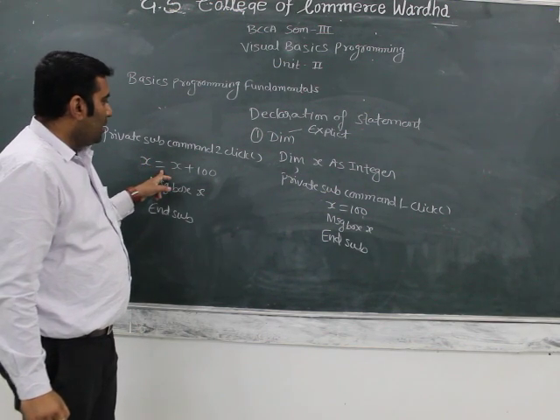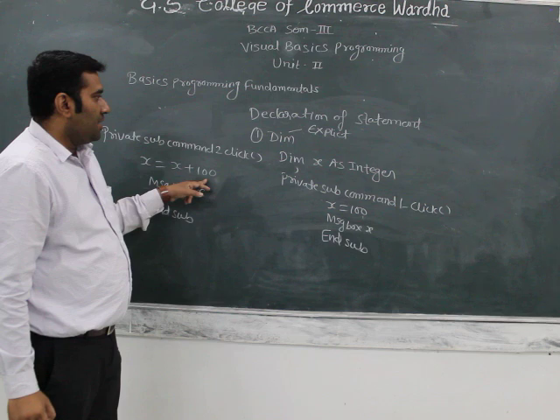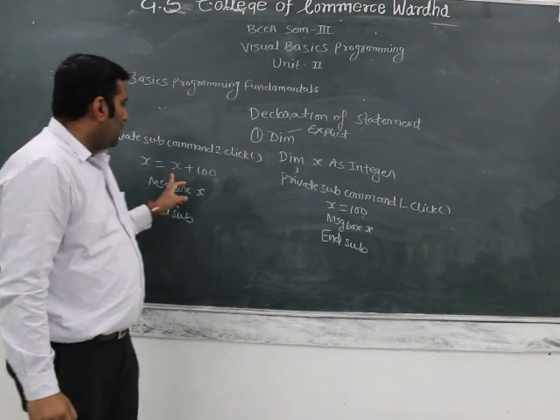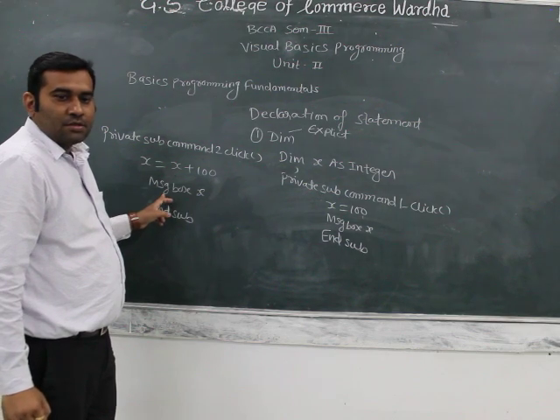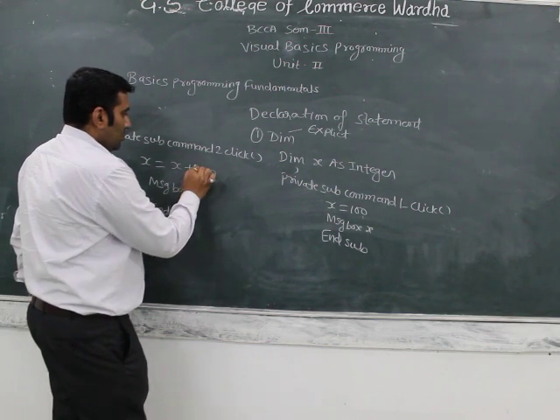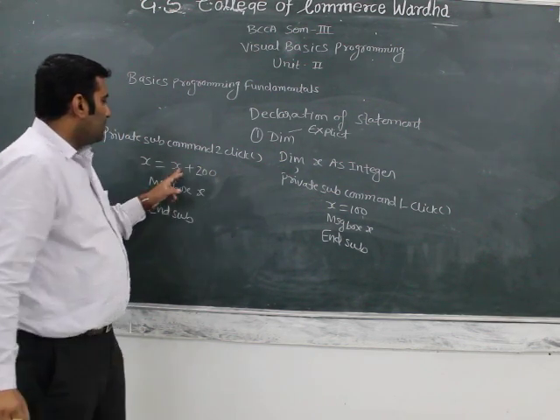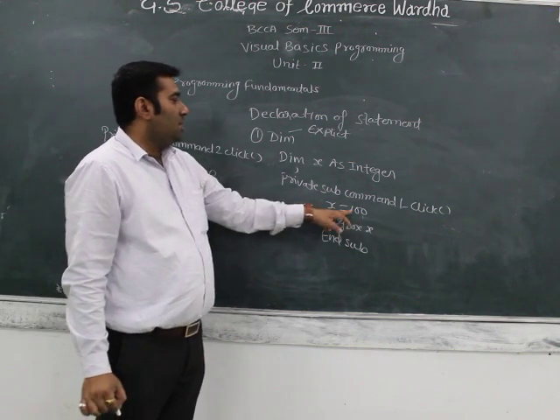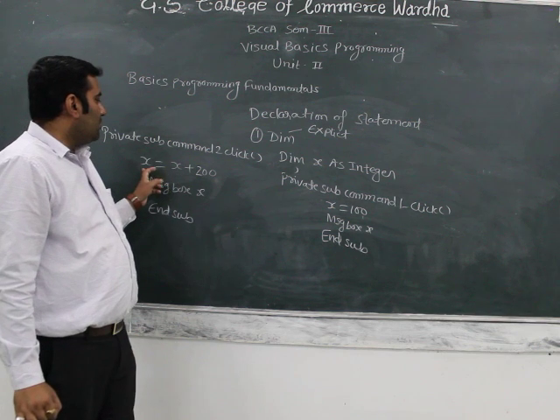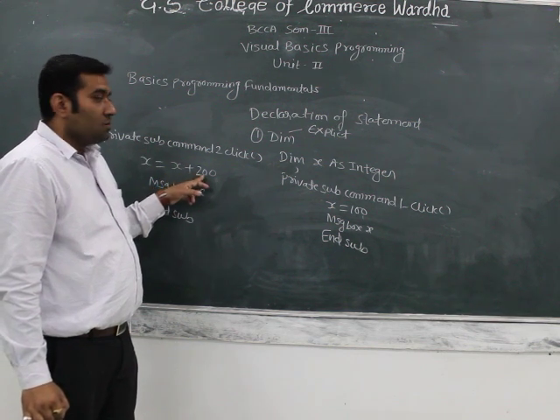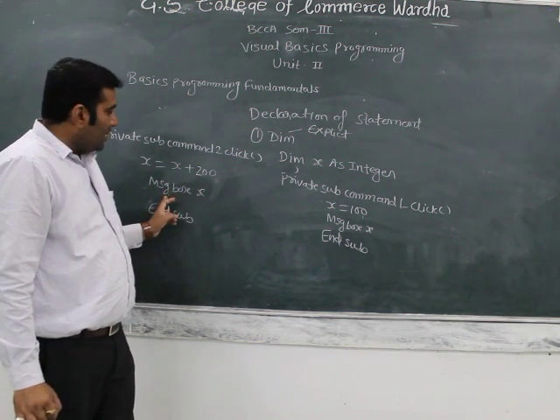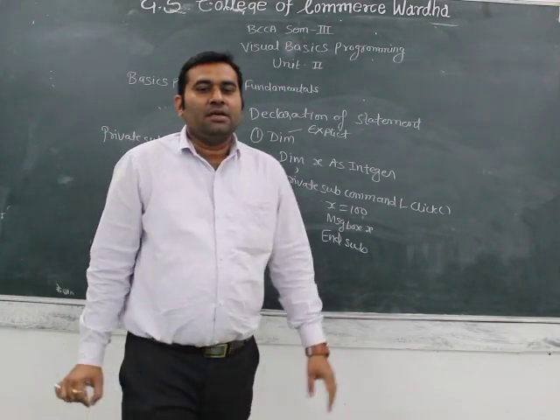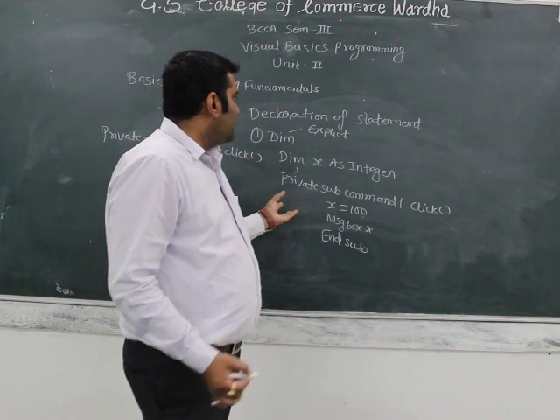There x equal to x plus 100. Here the value of x is 100, and 100 plus 100 is 200. Then x plus 200 and the message box shows x. First x value is 100, then x is x plus 200, and 100 plus 200 is shown in the message box as 300. In this way the dim statement is declared.